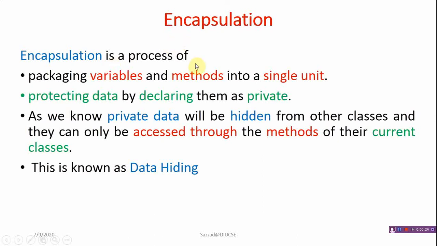Encapsulation is a process of packaging variables and methods into a single unit. Encapsulation is a process of protecting data by declaring them as private. As we know, private data will be hidden from other classes, and it can only be accessed through the methods of its own class. If we declare a method or an attribute as private, it is hidden from other classes, or other classes cannot access a method or an attribute which is declared with the private access modifier. This is known as data hiding.